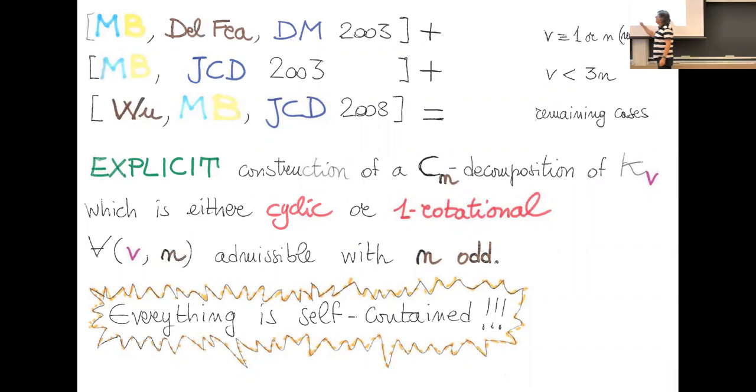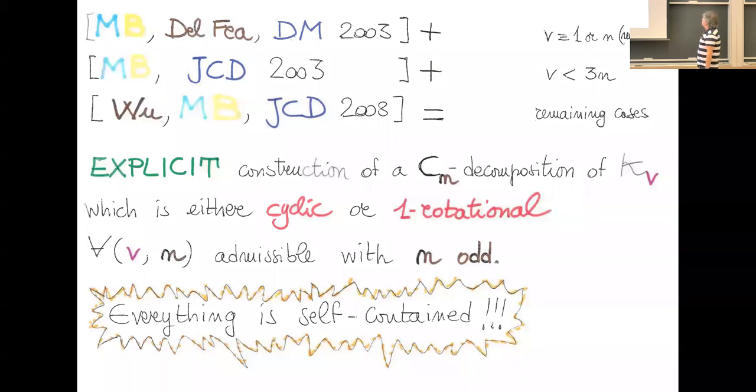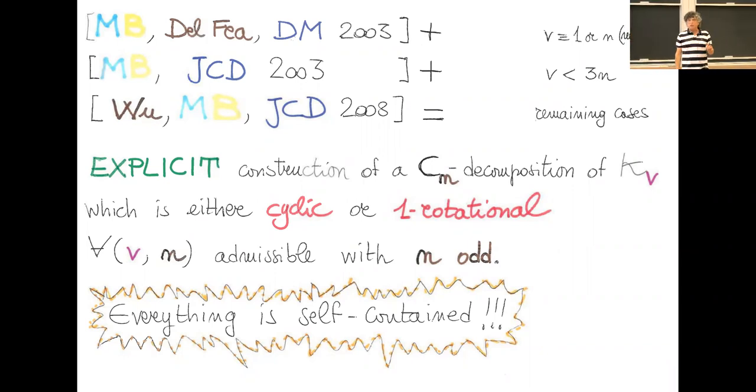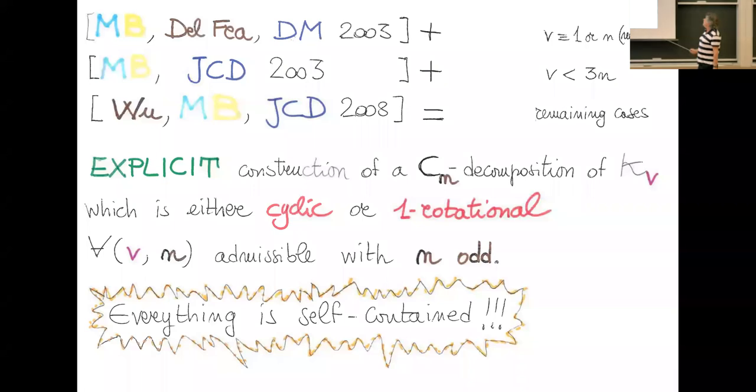Cyclic means that there is an automorphism of the decomposition consisting of a cycle of length V, so a cycle permutation permuting cyclically all vertices of the complete graph. One-rotational means that the decomposition has an automorphism consisting of a cycle of length V minus one. So there is a fixed point, and the other points are permuted cyclically by this automorphism. This holds for every admissible pair V, n. And everything is self-contained. If you want an n-cycle decomposition of K_V with n odd, it is enough to see in which of these cases you are.